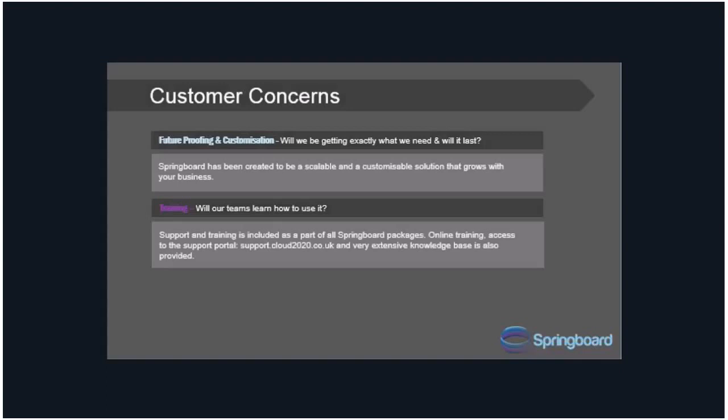Now, obviously, Springboard is built on the sustainable and the wide-reaching platform that is Dynamics CRM Online, and so therefore is completely future-proofed and customizable. And as a partner, we always make sure that we put any future-proofing requests or additional customization through you so that we can ensure to meet the needs of your customer and keep them ongoing and a nice long-term relationship with your customer. And finally, training.